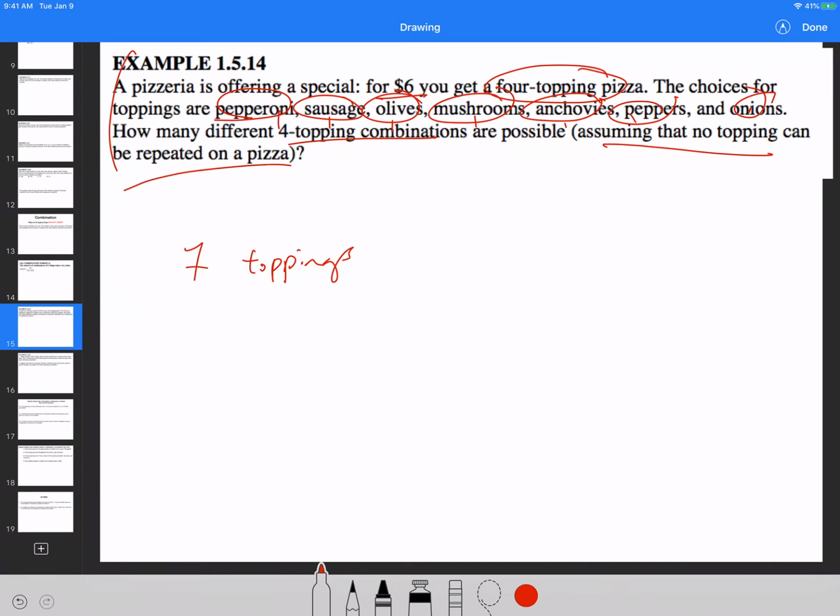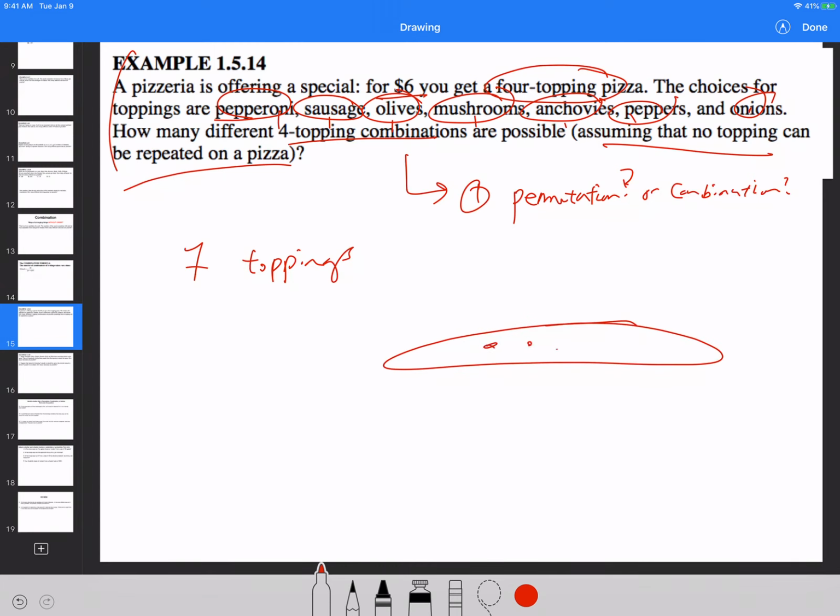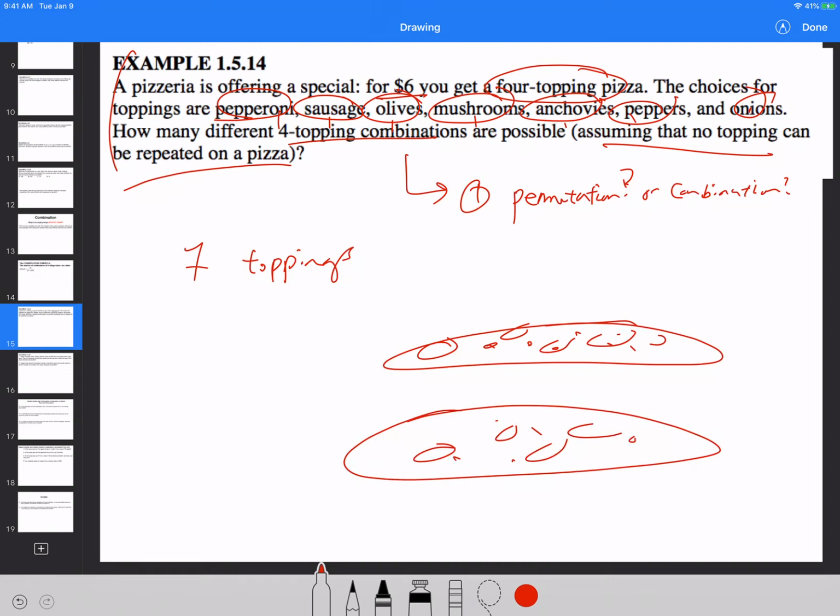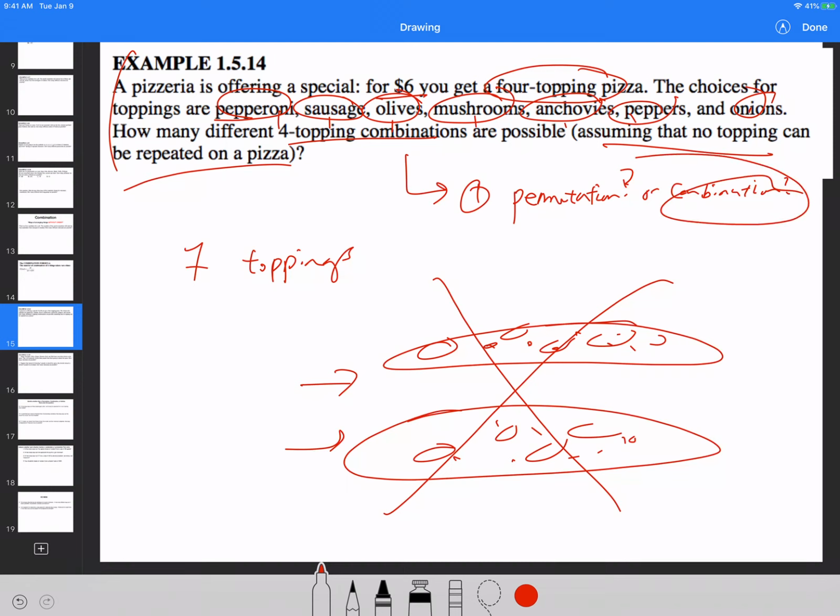So, whenever I give you guys these types of questions, you need to first understand whether this is permutation or combination. That's a question mark. Does the order matter when you're making a pizza? When you put black olives first and then pepperoni, or pepperoni first and then black olives, do you get the same pizza? Well, absolutely you do. So the order of the toppings in a pizza does not matter. So what you're going to do is, this is a combination problem.